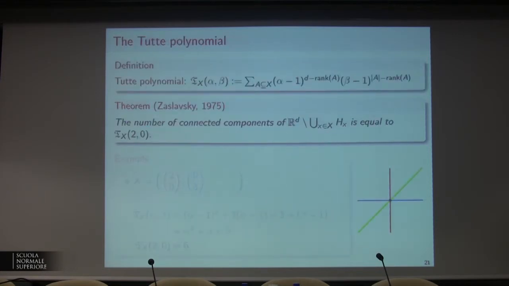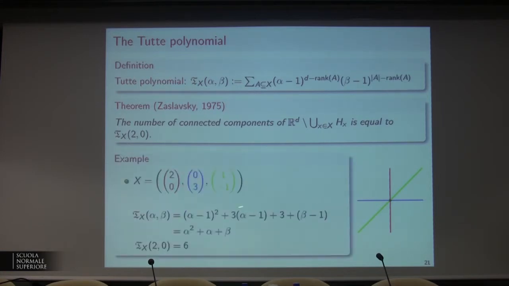Of course, there is the Tutte polynomial, which captures a lot of information about the central hyperplane arrangement. In particular, Zaslavsky showed that the number of connected components of the complement of a hyperplane arrangement is an evaluation of the Tutte polynomial or of the characteristic polynomial. Here's the example. Here's the Tutte polynomial, and we see there are 1, 2, 3, 4, 5, 6 regions, and this is also the evaluation of the Tutte polynomial at 2, 0.